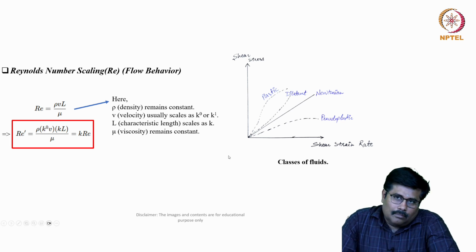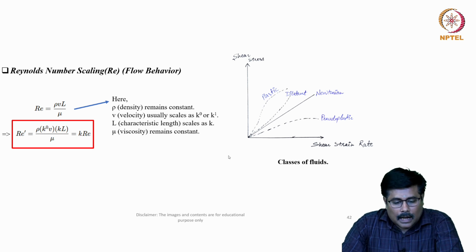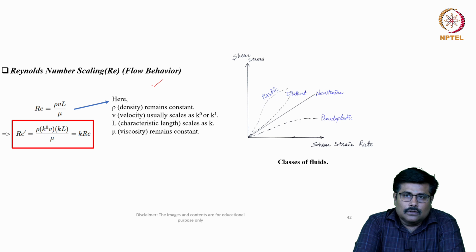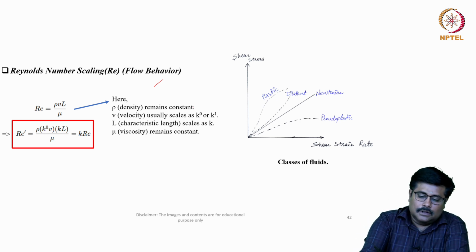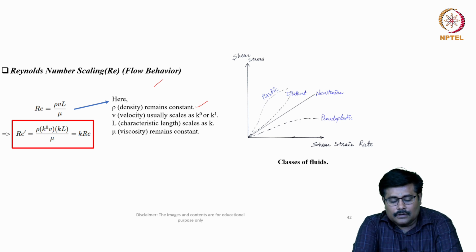Now, most of us are aware of the Reynolds number. The Reynolds number, Re, basically takes care of the flow behavior. There are different parameters which cater to the Reynolds number. One is rho, the density, which remains constant. V is the velocity, which usually scales as k0 or k1. L is the characteristic length, which scales as k, and mu is the viscosity, which remains constant.